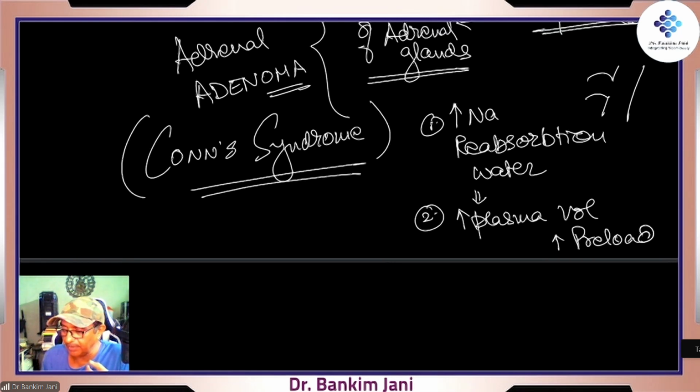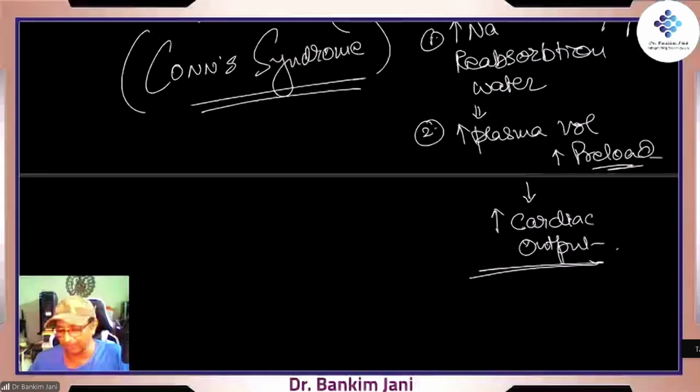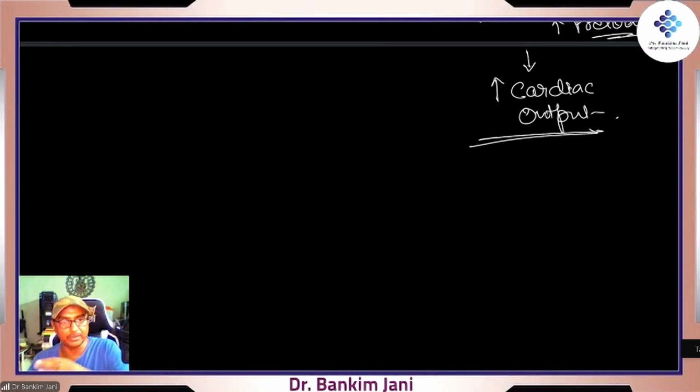This will increase preload because the atria will be properly filled. Right? It will lead to increased cardiac output. Correct? Increased cardiac output. And right from the beginning, when we say cardiac output multiplied by total peripheral resistance, that will lead to increased blood pressure. Yes, there is increased blood pressure.